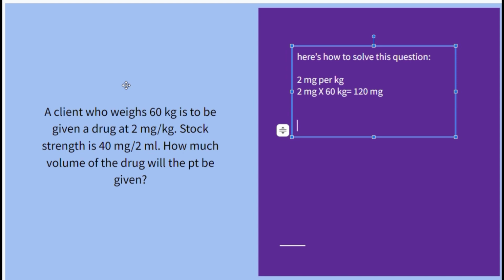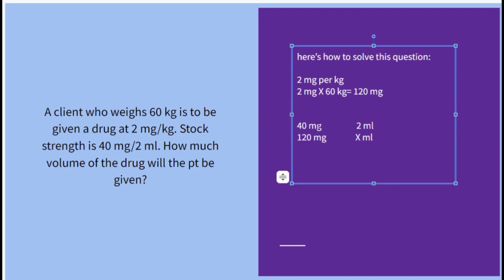Now we need to find out how many mLs we're going to give. We need 120 milligrams, but the stock strength is 40 milligrams in every 2 mLs. So we're going to do the same thing we did for question number 1. We're going to separate every unit on one side and the other unit on the other side. So 40 milligrams and 2 mLs. And we have 120 milligrams, and we're trying to find X amount of mLs. There we go. We separated, now we're going to cross multiply. So 40, I can write the units for you guys.